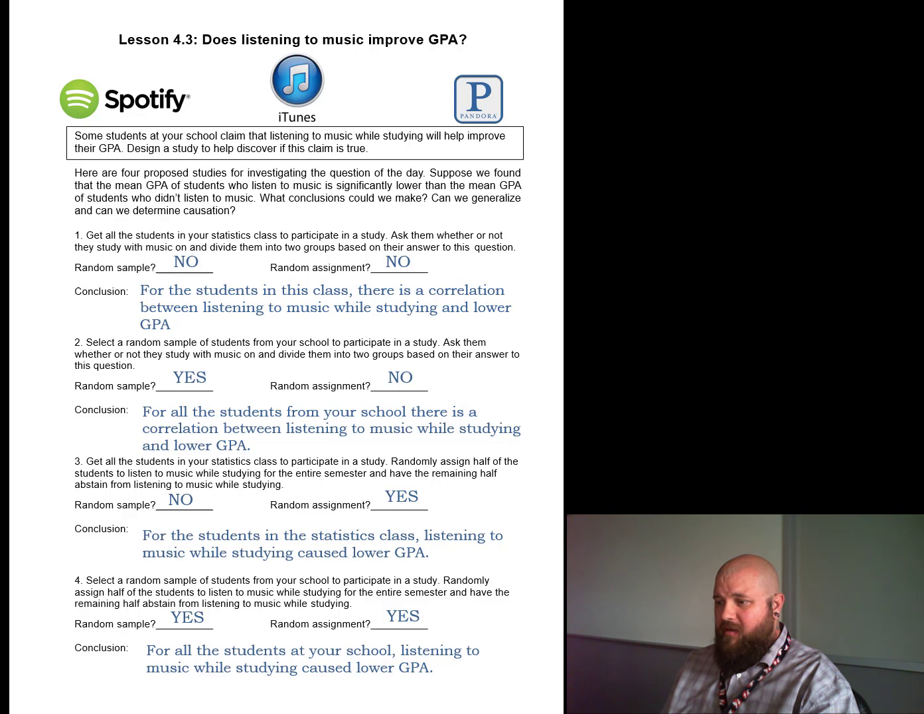But in the end there, we actually had our causation, right? We could prove there, by doing a large random sample from the school with random assignment, that the students at our school, when they listened to music, got a lower GPA. So again, it's just how the study is worded and how it is played out that determines whether you can truly say it has an overall causation.